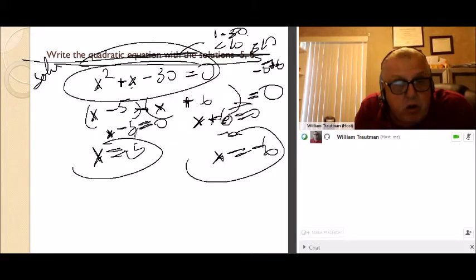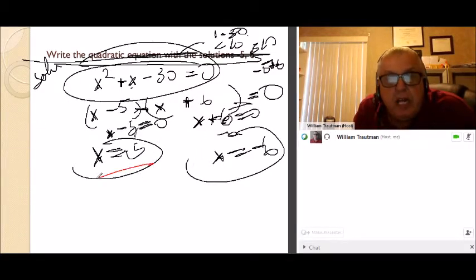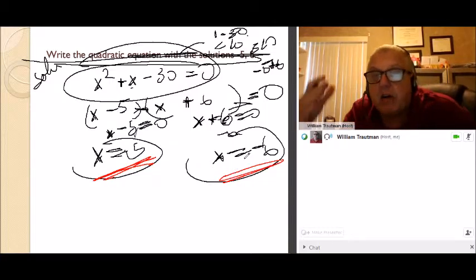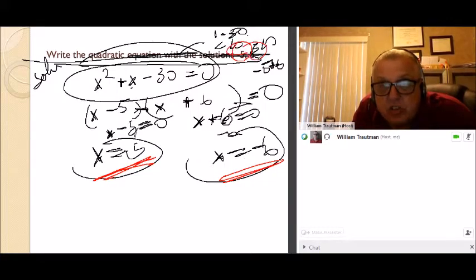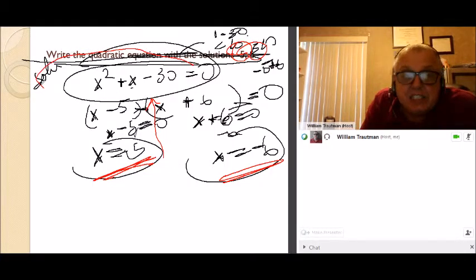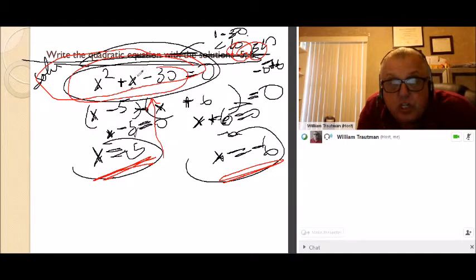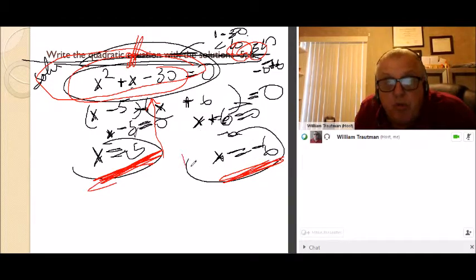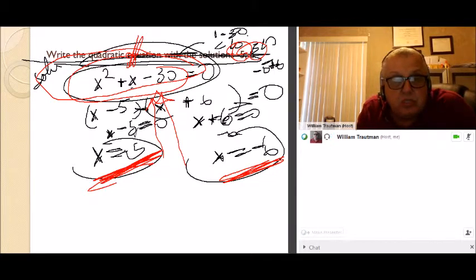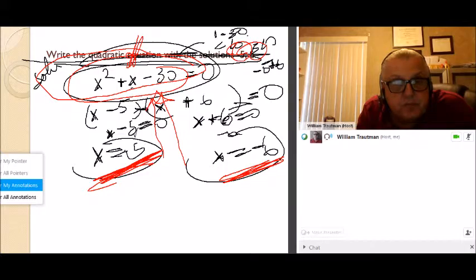But the problem we're about to have is we have this as our answer. Do you see? We have our answers already. So what we have to do is work backwards to get this. They say, what's the quadratic equation? So we're going to start with this part and move backwards to get this. So let me erase this and show you how we're going to do this.